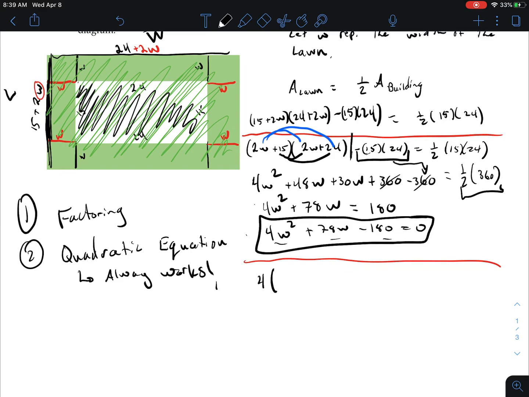So then I would cut 4 in half and I take 2. I could see 2 could come out of there. But let's just check. 78 divided by 4 doesn't go in evenly, so this doesn't work. You're stuck. So instead of taking 4, let's take a 2. If I take 2 out, then I'm going to be left with 2w squared plus 39w minus 90. That's going to equal 0. This looks a little bit better.